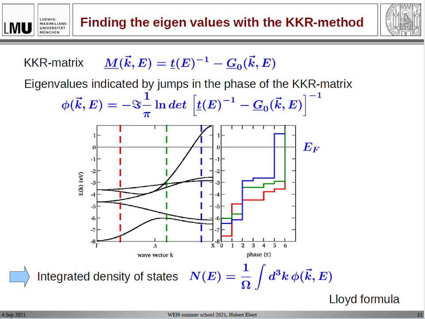And that means if I evaluate that object for a certain k-vector at a certain energy, I know immediately, by just numbering or counting the jumps, how many electronic states are below. And if I sum up that information over the Brillouin zone for a certain energy, that means I evaluate that expression, I have nothing else but the integrated density of states. So that's a very, very important relation that goes back to Lloyd, and is called the Lloyd formula.